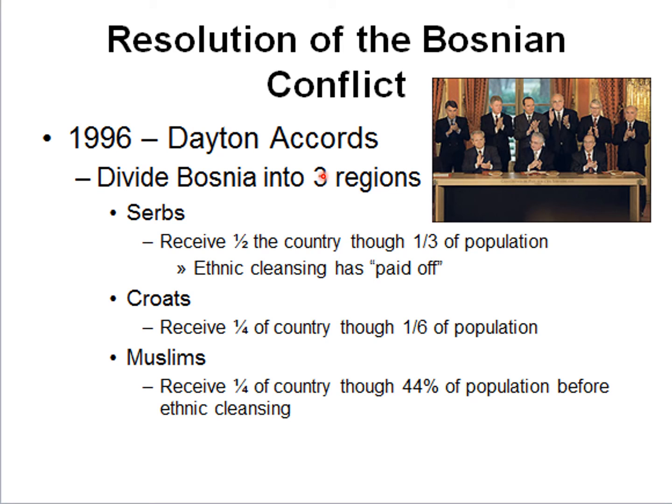So we have in 1996 a resolution of the Bosnian conflict, the Dayton Accords, and it divided Bosnia into three regions: the Serbs, Croats, and Muslims. The Serbs received one half the country with one third of the population. Ethnic cleansing has, quote unquote, paid off. The Croats received a quarter of the country, though 1/6 of the population. And then we have the Muslims who received 1/4 of the country, though they comprised 44% of the population before the ethnic cleansing.